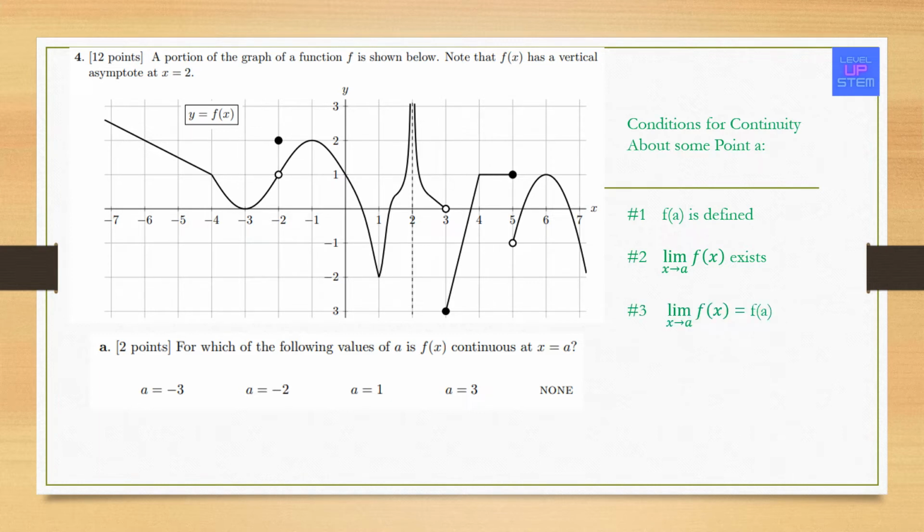And the third condition is that the limit as x approaches a of f of x has to equal f of a. What this basically prevents is any holes. So any holes would not justify a continuous function. So let's begin by looking at each of these a values.